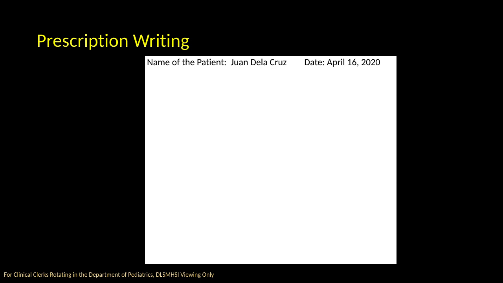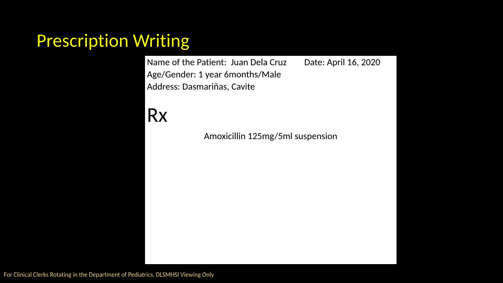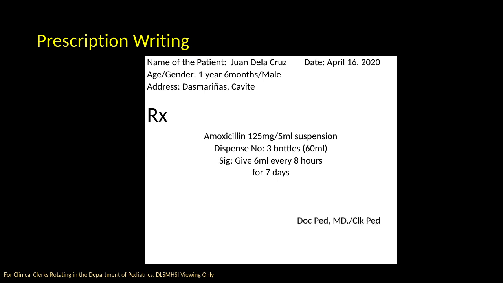In the prescription, remember to write the name, the age and gender, address, amoxicillin 125 mg per 5 ml suspension with dispense number of 3 60 ml bottles. Give 6 ml every 8 hours for 7 days. Don't forget the signature, license number, and PTR as needed.